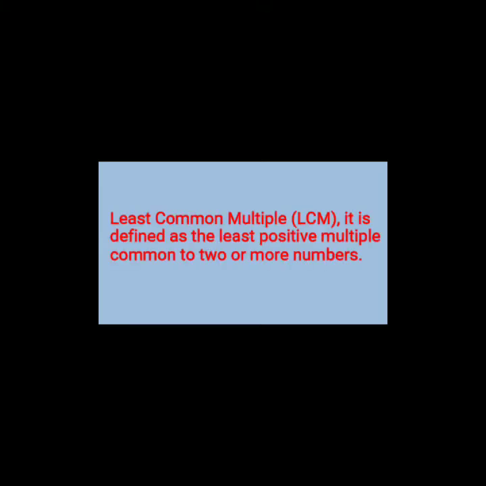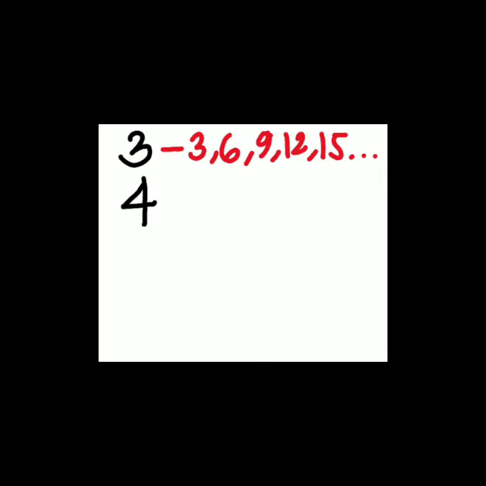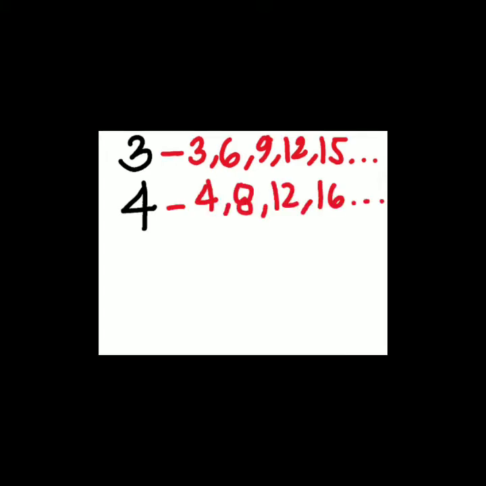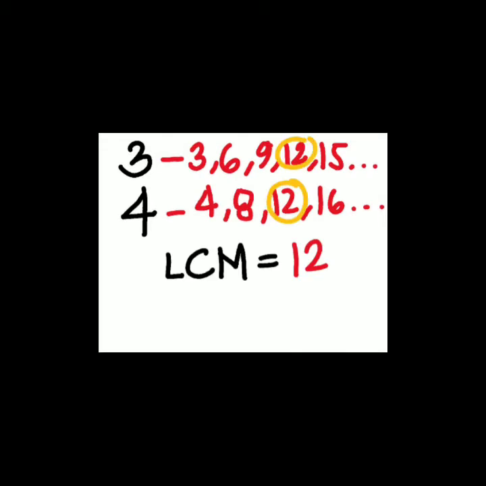Let us now go to least common multiple and the least common denominator. When we say least common multiple, or LCM, it is defined as the least positive multiple common to two or more numbers. For example, find the LCM of 3 and 4. The multiples of 3 are 3, 6, 9, 12, 15, and so on. While for the number 4 will be 4, 8, 12, 16, and so on. Thus, the LCM of 3 and 4 is the number 12.